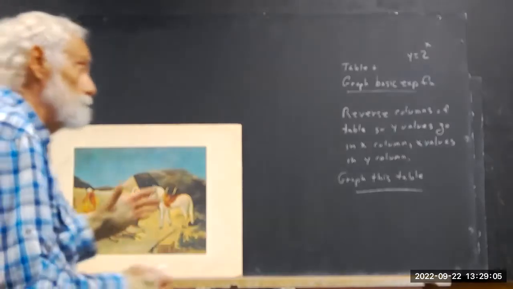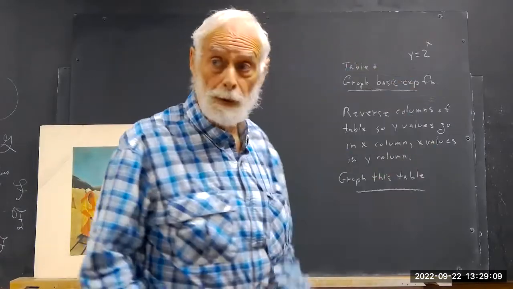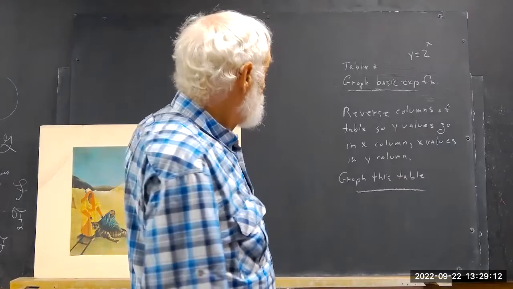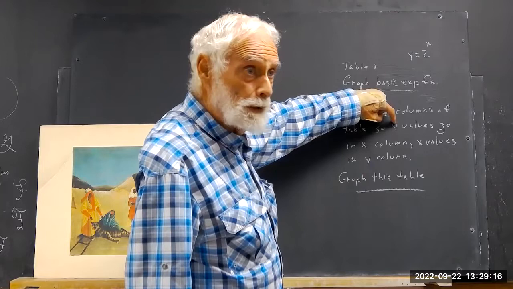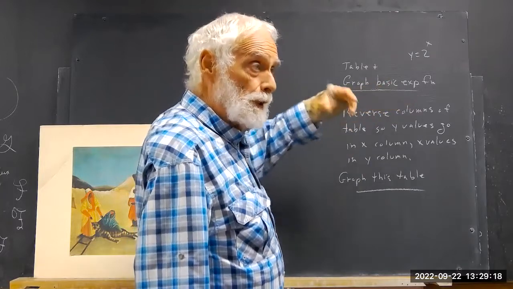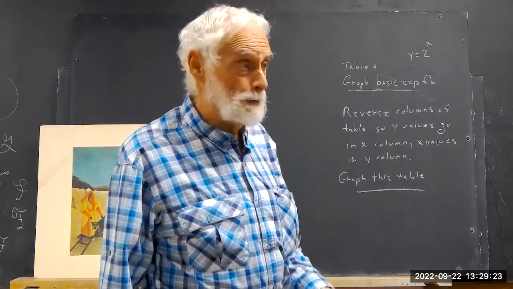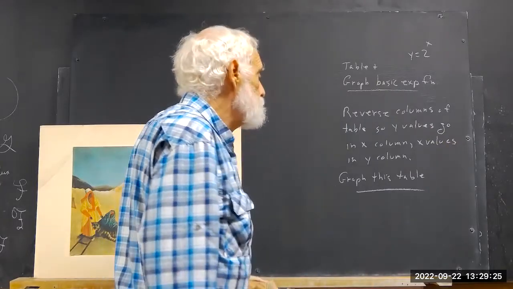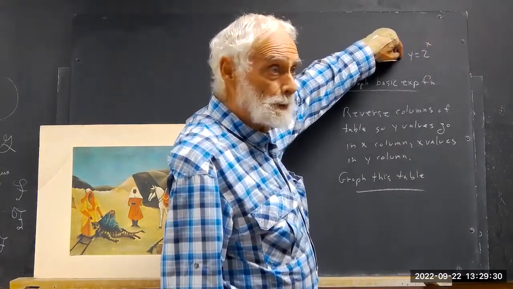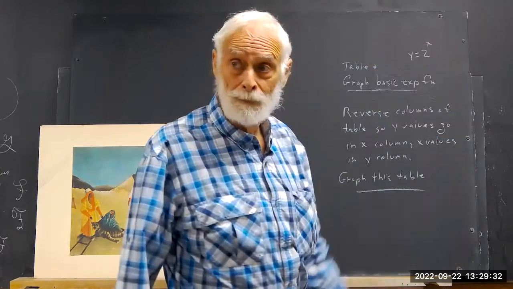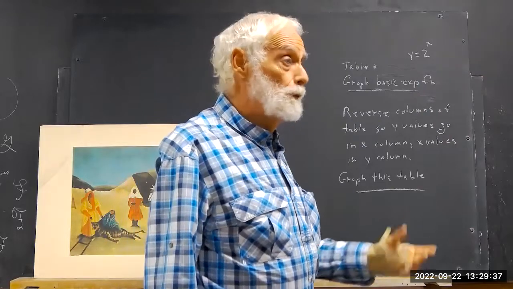Okay, so what I ask you to do is do the table and graph of your basic exponential function. Okay, then I want you to reverse the columns of the table, meaning your y values become your x values and your x values become your y values, and graph what you get from that table. I won't ordinarily remind you, especially on a test, your basic exponential function is y equals 2 to the x. You need to know what that looks like without even having to do the table.